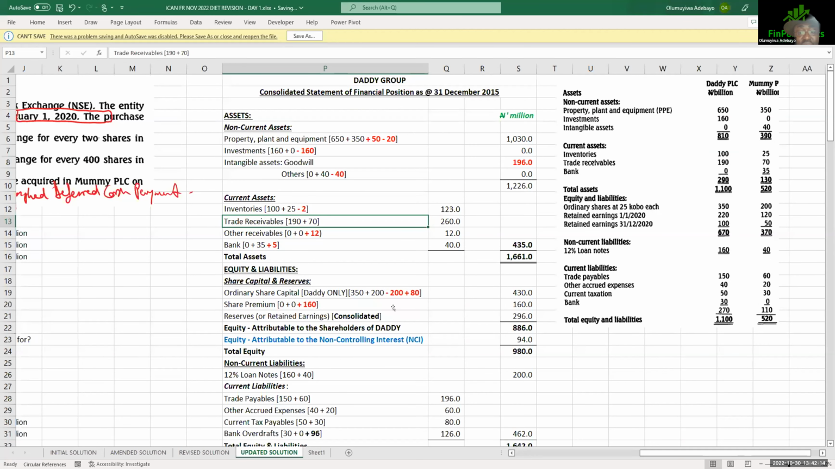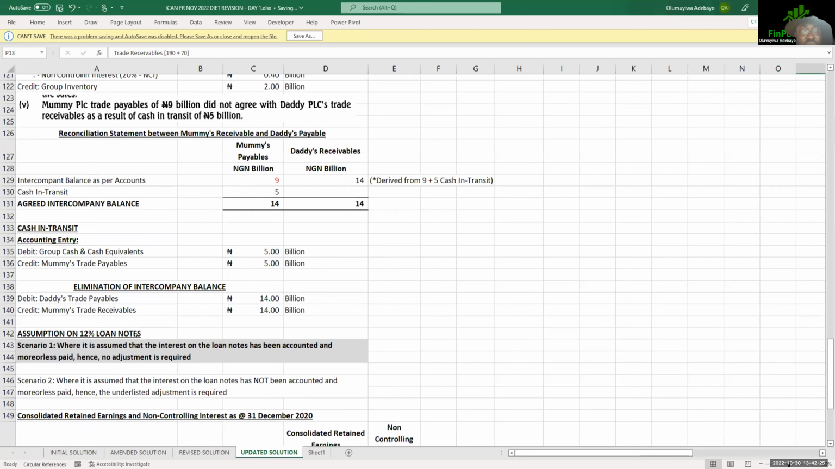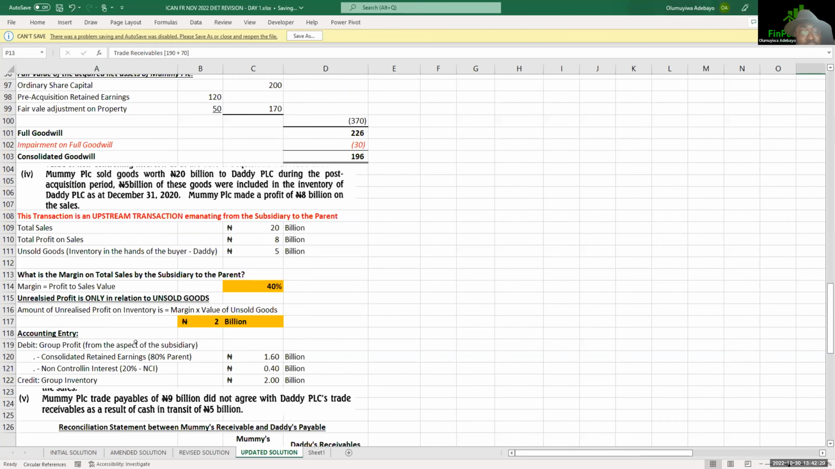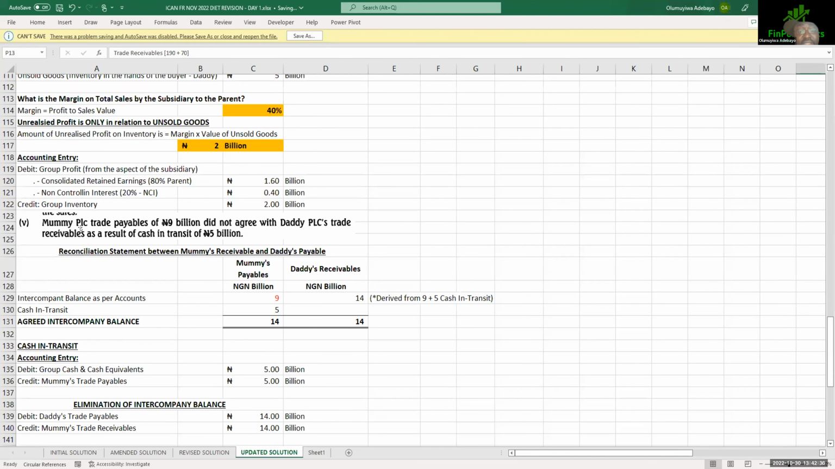We are trying to look at a new solution. Now, the new solution is that in this case, this is the new position we have. And what is the position with respect to cash in transit? Is that we are using it exactly the way ICAN has put it. Mommy PLC has trade payable of 9 billion, while Daddy has trade receivable of more than that. And the reason why it's more than that is because Mommy would have paid 5, which Daddy did not receive as at the reporting date. And on that premise, we claim that Mommy is now payable, Daddy is now receivable. And Mommy's payable is 9, according to the information.